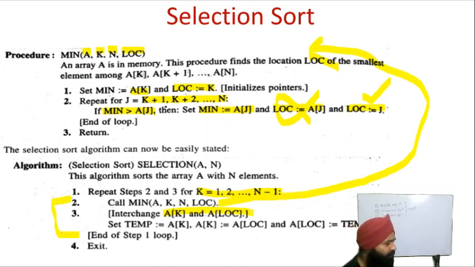So the local minimum will give me the index of the minimum one, and the main algorithm is going to swap the minimum one with the first position, second position, third position, and so on. So this is about the selection sort.